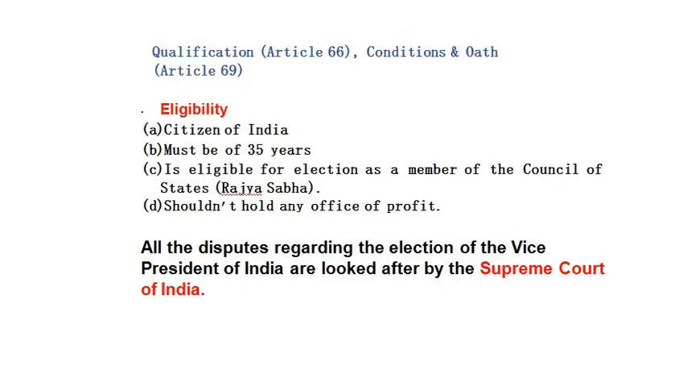Then comes the qualification, conditions and the oath for the vice president. First and most important condition and eligibility is he has to be a citizen of India. He must attain the age of 35 years. He is eligible for election as a member of the Council of States, that is the Rajya Sabha. But for the president, he has to be eligible for election as a member of Lok Sabha, and for vice president it is Rajya Sabha.